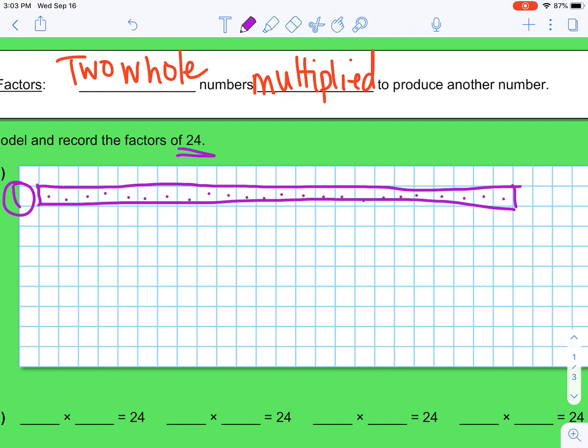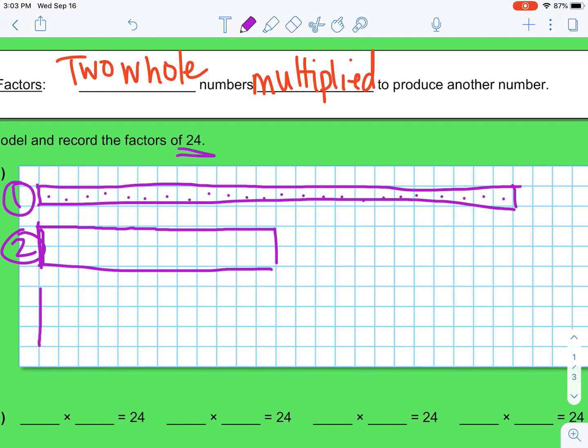One thing that I think we could do is we could do in columns of 2. So this is like 2, 4, 6, 8, 10, 12, 14, 16, 18, 20, 22, 24. That's another way to model 24, because if I count, I have 24 boxes. What's another way I could do it?